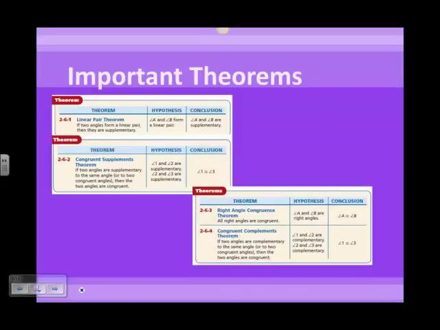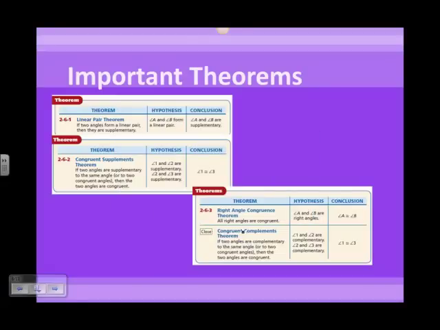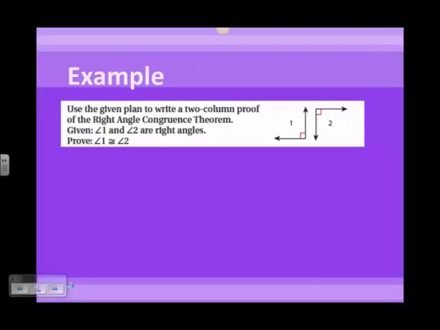Okay, so that theorem actually was what we call the congruent supplements theorem, that says if two angles are supplementary to the same angle, then those two angles are congruent. We also have three other important theorems: the congruent complements theorem, the linear pair theorem, and the right angle congruence theorem. So we took a look at proving the linear pair theorem in class, and we're going to take a look at proving the right angle congruence theorem next. And then the proof for the congruent complements theorem is very similar to the congruent supplements theorem.